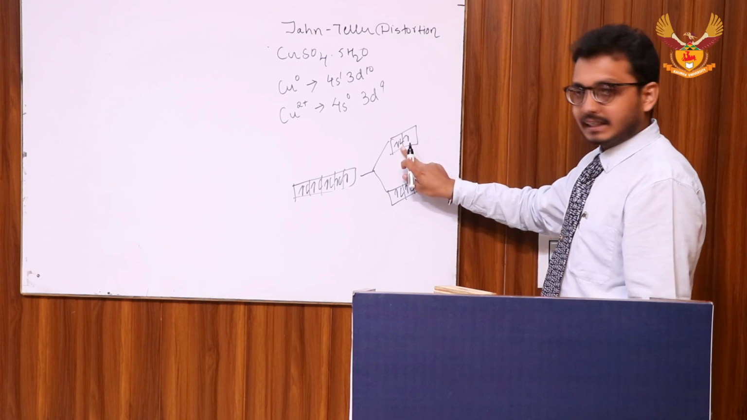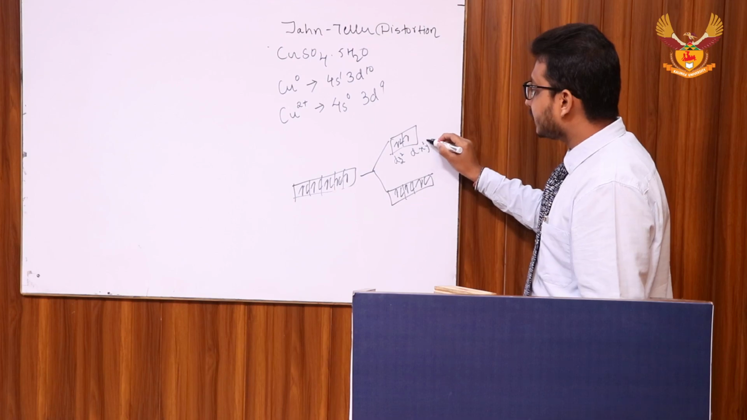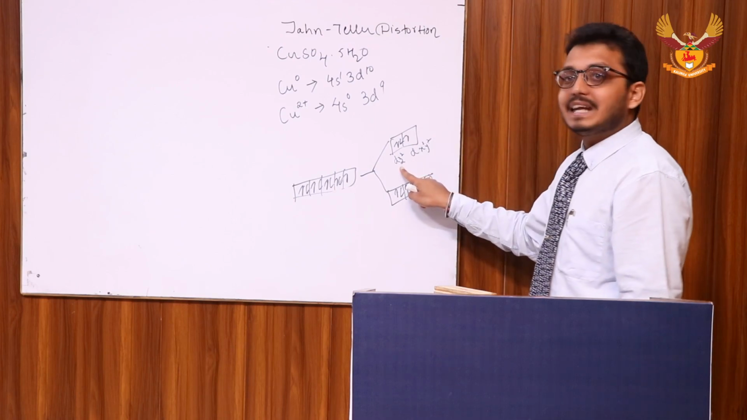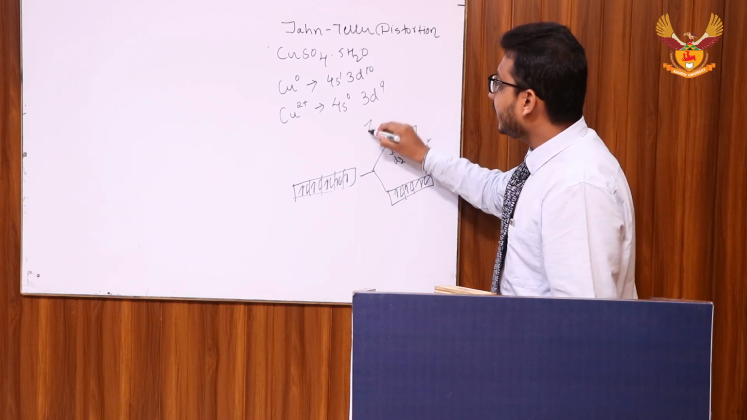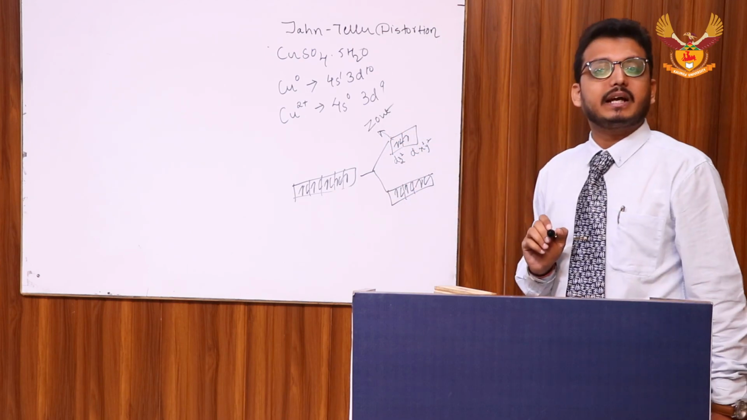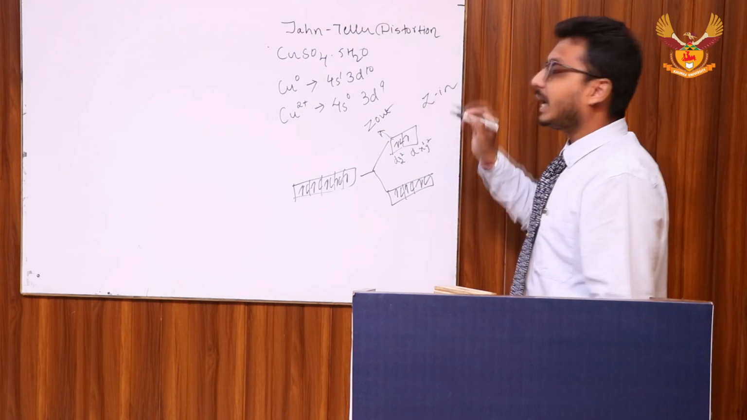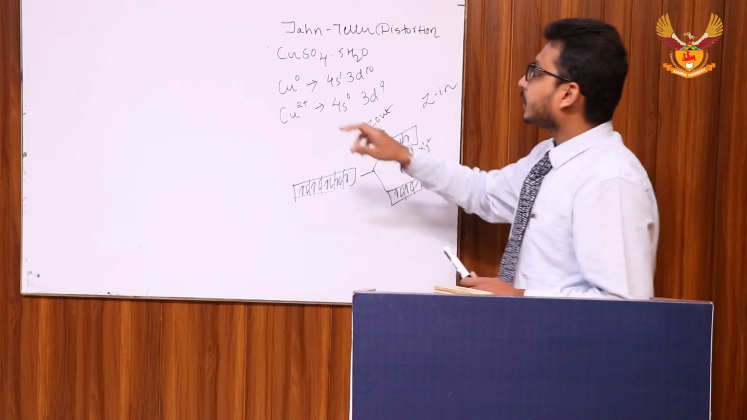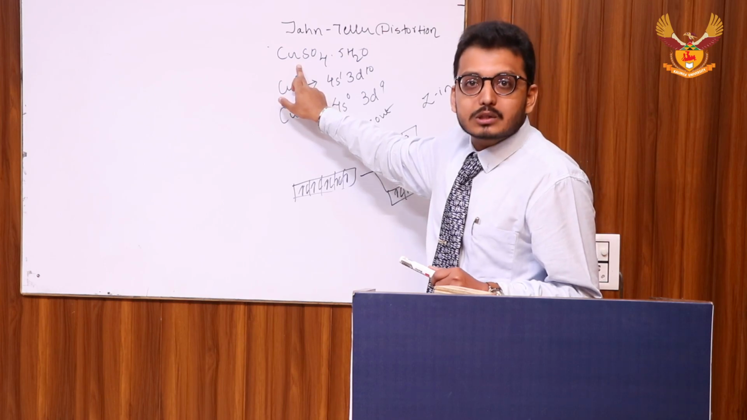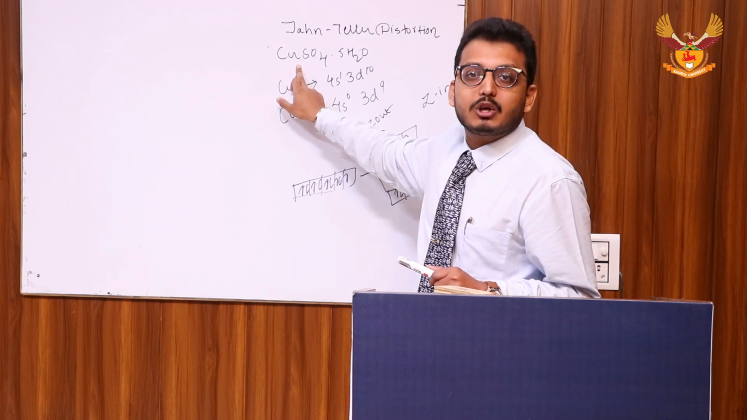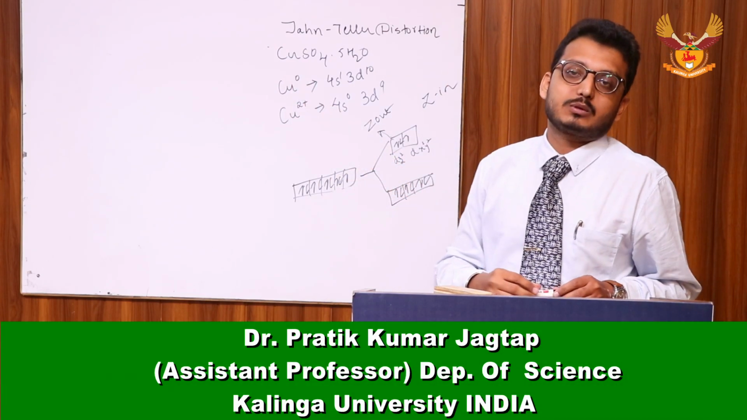It is this ninth electron which can occupy either the dz square or dx square minus y square orbital. If the ninth electron is present in the dz square, it leads to Z out type of distortion, and if the electron is present in dx square minus y square, it leads to Z in type of distortion. So the Jahn-Teller distortion in copper sulfate pentahydrate is seen because of availability or transition of electron in either the dz square or dx square minus y square orbitals.